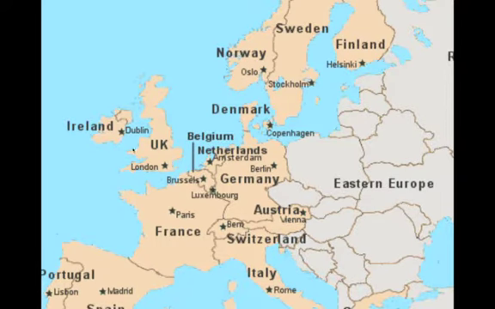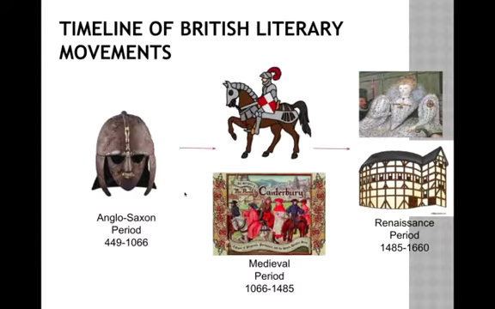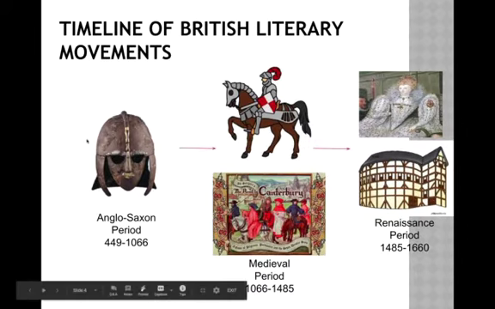you can see that we have been studying the United Kingdom, specifically England down here. You can see that France is located just below the island of Great Britain. If I show you this reference on a timeline of where this falls into our study of British literary movements, we just finished the Anglo-Saxon period.